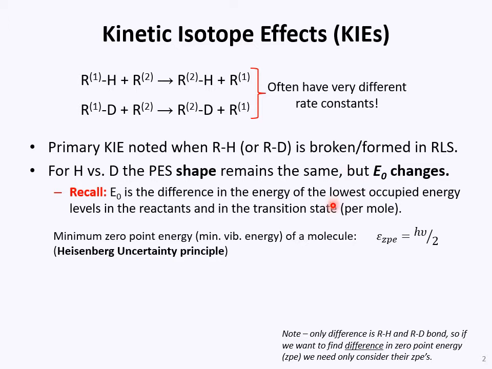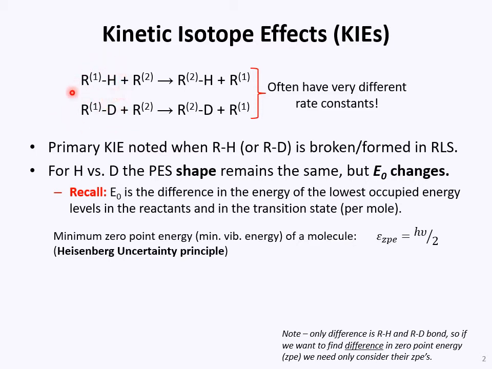And in particular, a little bit more detail, which I alluded to in a previous lecture but didn't specifically say: it's actually the difference in the lowest occupied energy levels in the reactants and in the transition state. The way we can figure out what these energies are is using zero point energy. What we want to know is the difference in zero point energy between the deuterated version of this reactant and the hydrogenated version.